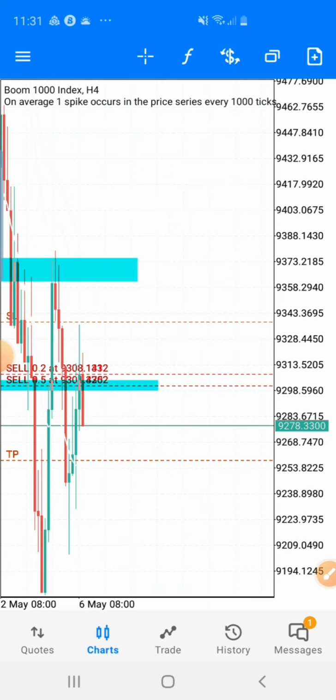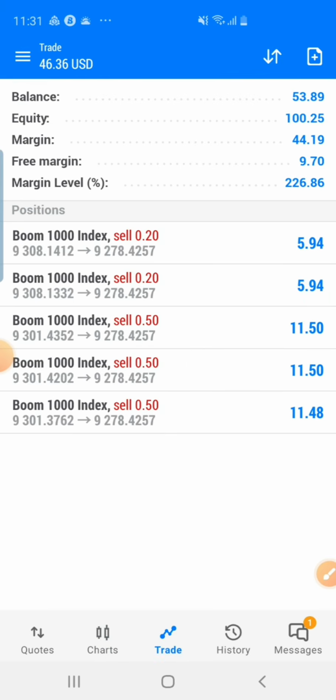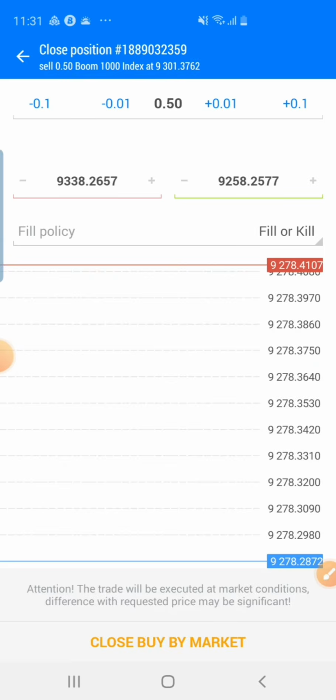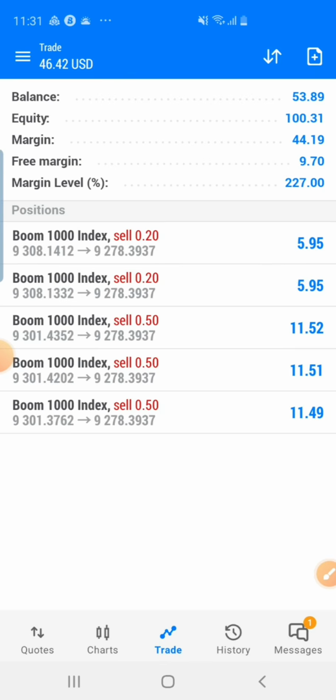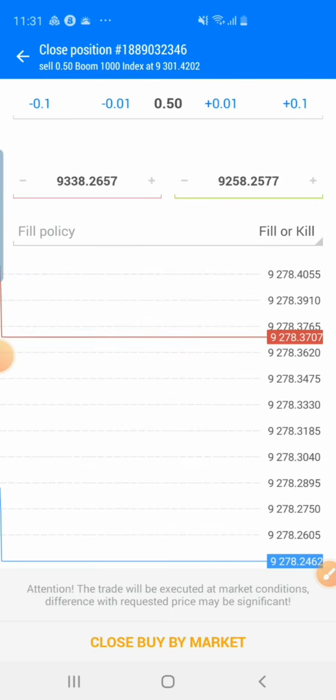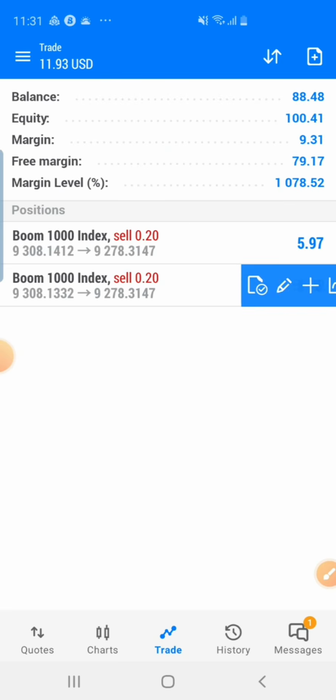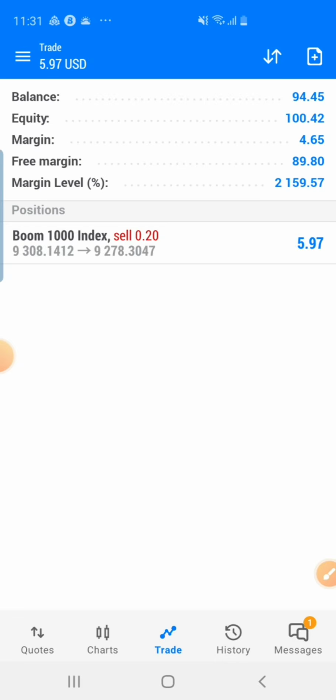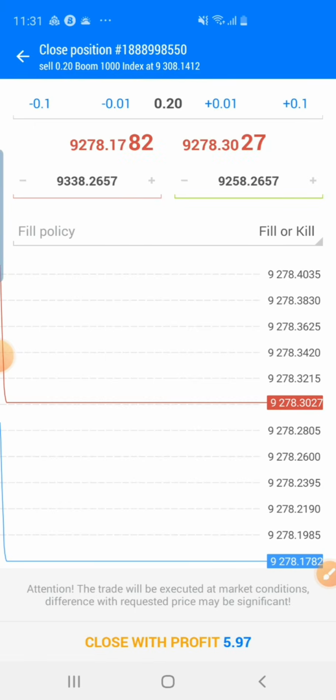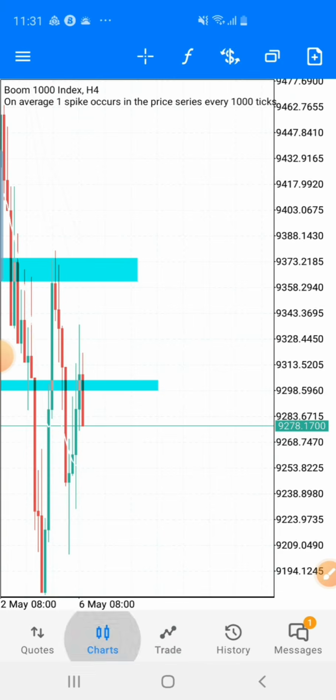Okay, so I think by now we are good. I think we are at $100 already. So I'm going to be harvesting. So that's it. Account flipping strategy made easy, $100.